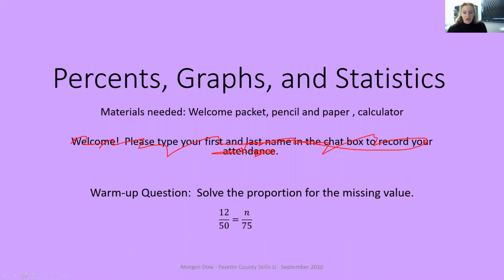Okay, so warm-up question. Solve the proportion for the missing value. And it says 12 over 50 equals n over 75. So 12 over 50 equals some number over 75, and we need to figure out what that missing number is.